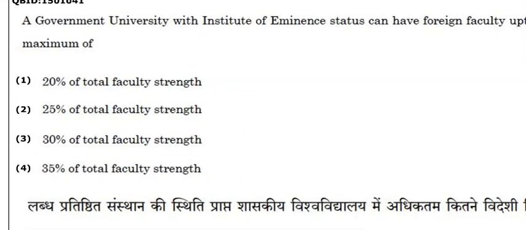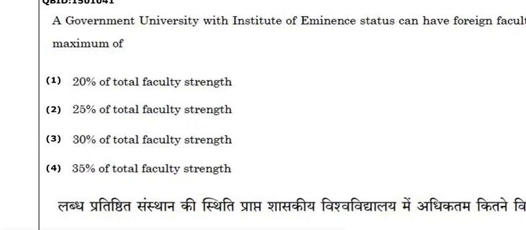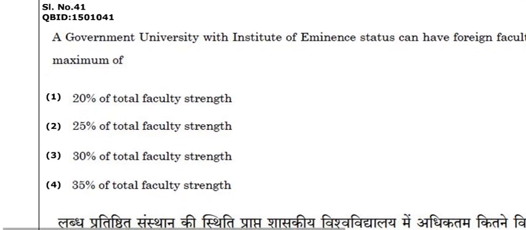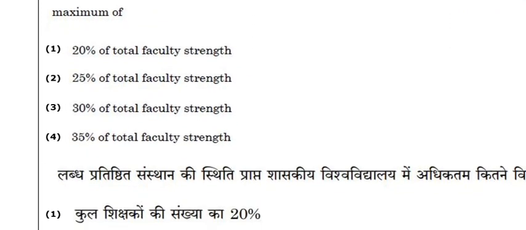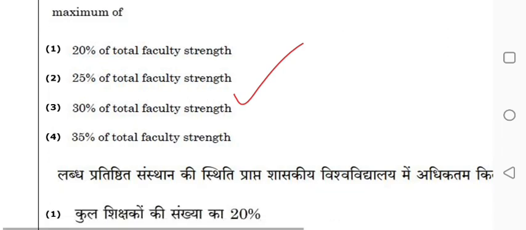Next, a government university with Institute of Eminence status can have foreign faculty up to a maximum of what? 20% of total strength, 25, 30 or 35. 41, it will be number B, 25% of total faculty strength.